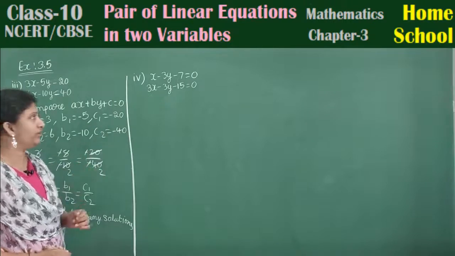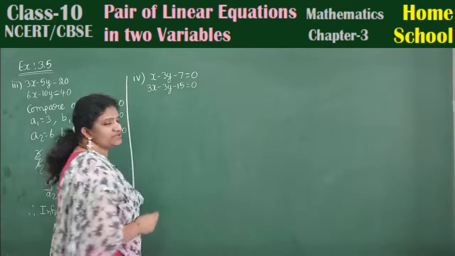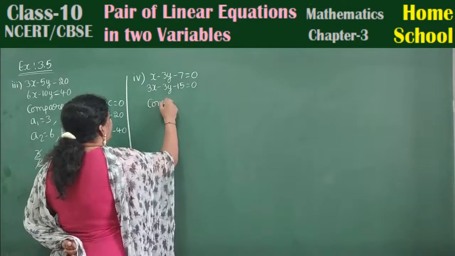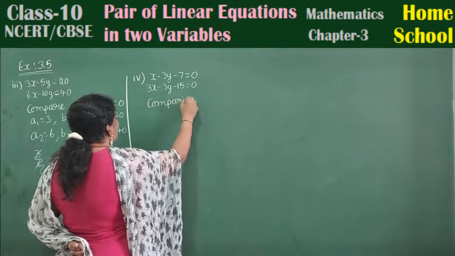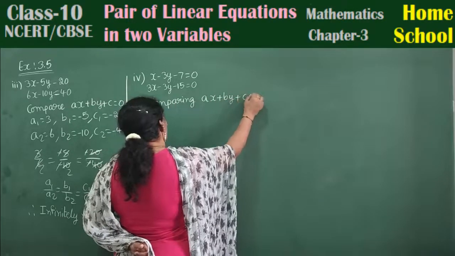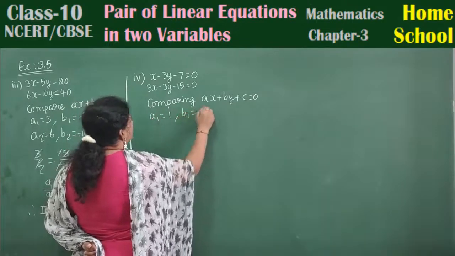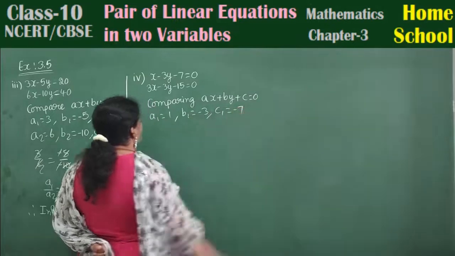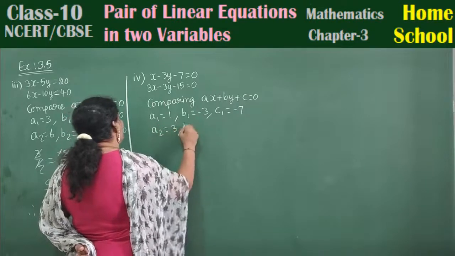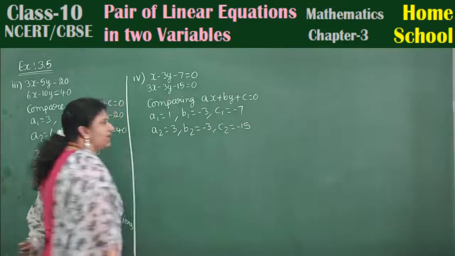Now, let's see the fourth problem. x minus 3y minus 7 equal to 0 and 3x minus 3y minus 15 equal to 0. First step, comparing the two pair of linear equations with the standard form ax plus by plus c equal to 0. That means a1 is equal to 1, b1 is equal to minus 3, c1 equal to minus 7. Second equation, a2 equal to 3, b2 equal to minus 3, c2 equal to minus 15.